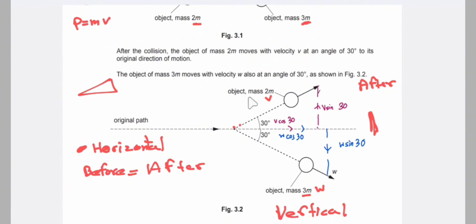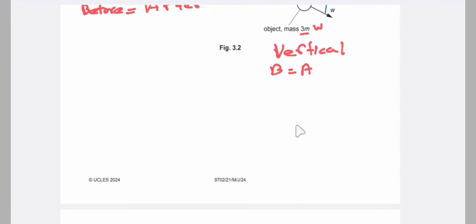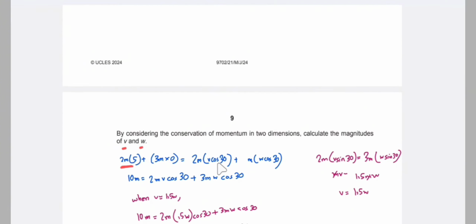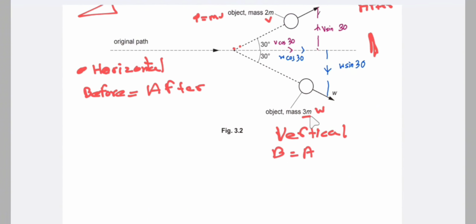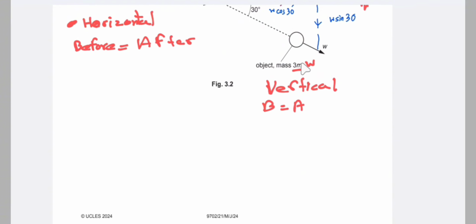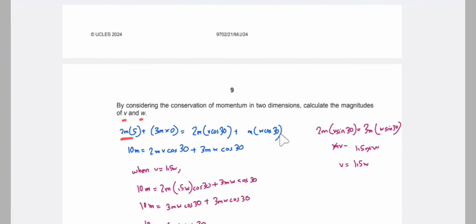So momentum is equal to mass into velocity. So 2m into v cos 30, plus the mass 3m into w cos 30. So 3m into w cos 30. So this is for before is equal to after for the horizontal direction. And since we need to consider 2 dimensions, we also need to consider the vertical.